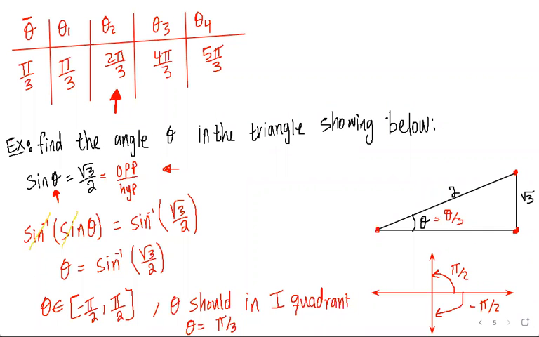Again, step by step. To find theta, you have to take the inverse for both sides. This with this, they cancel each other. So I get theta equals sine inverse of square root of 3 over 2. Theta must be between negative pi over 2 and pi over 2.